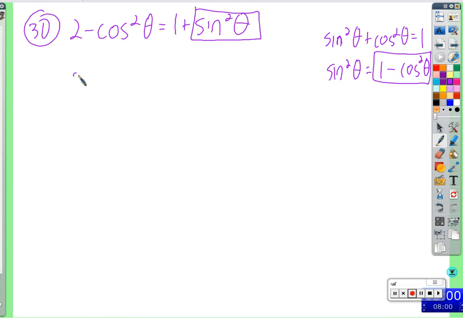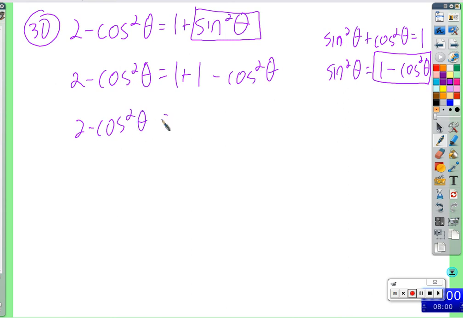Let's try that. Minus cosine squared, 1 plus 1 minus cosine squared theta. Just replace the sine squared with 1 minus cosine squared. 2 minus cosine squared on this side. 1 plus 1 is 2. 1 minus cosine squared. Yep, that worked out.